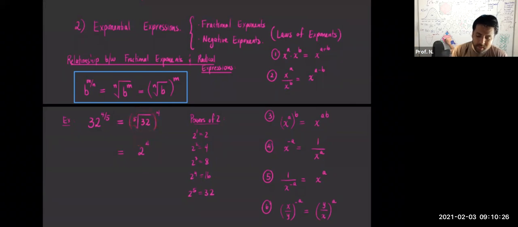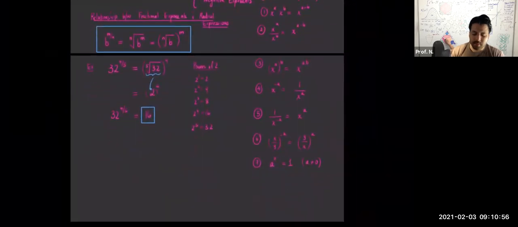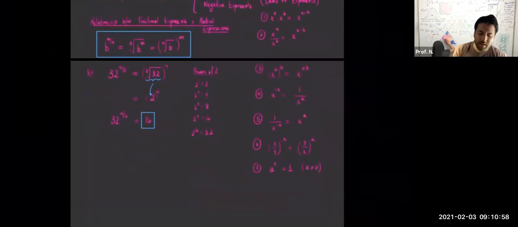And now that 2, I raise it to the 4th power. Do you see that? This part becomes a 2, and I raise 2 to the 4th power. And the answer will be 2 to the 4th power, which from the powers of 2 is 16. So 32, if you raise it to the 4/5 exponent, gives you 16. Does that make sense? This is a little tricky. This is the kind of thing that some students may have some trouble with.